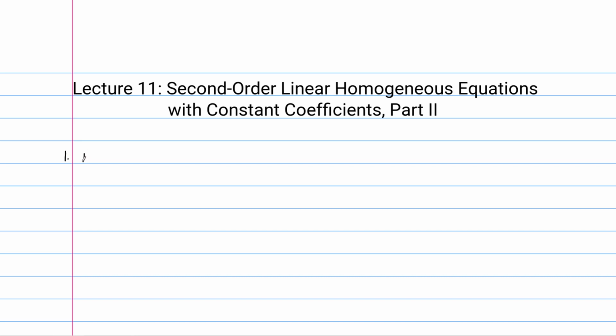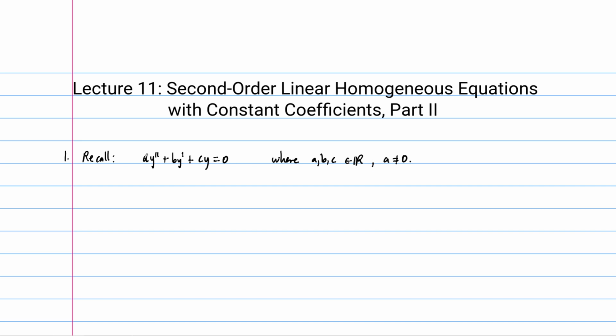So recall the definition here, that a second order linear homogeneous differential equation with constant coefficients is a differential equation that has the following form. It's going to be a y double prime plus b y prime plus c times y equals 0, where a, b, and c are real numbers and a is not 0. So there's some leading coefficient here that is not 0.